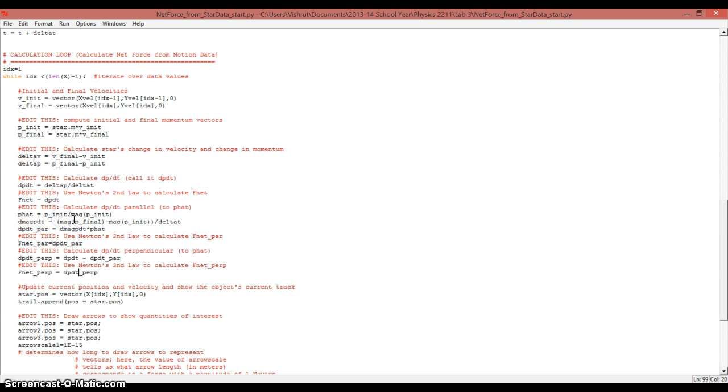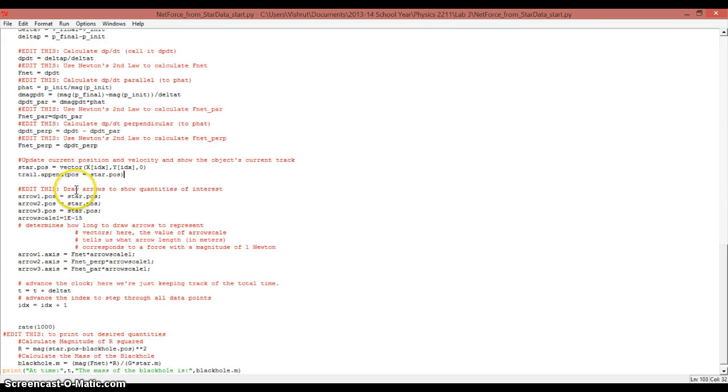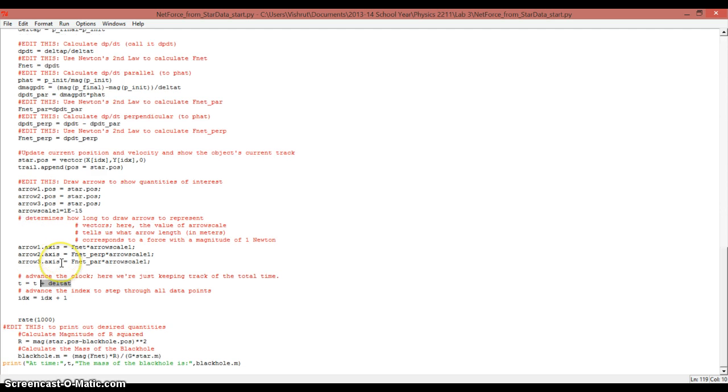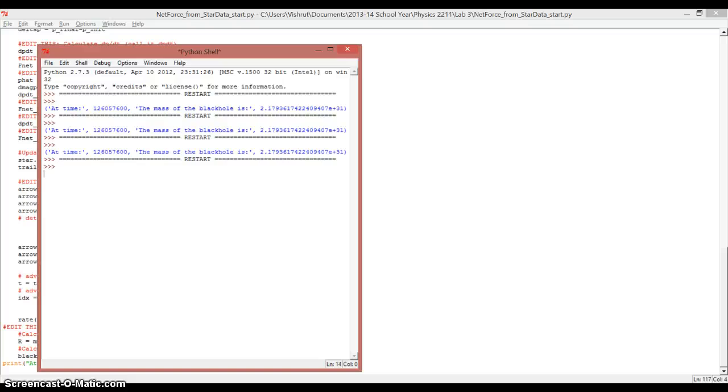Here, once again, we set dp dt perpendicular equal to Fnet perpendicular. This is where we updated the star's position indexed at IDX, which is the current track position, and we appended it into a list. Here we updated the star's position, and here's where we advanced the clock. Lastly, here's where we used our final formula in order to calculate the mass of the black hole. We modified Newton's force of gravity law in order to isolate the black hole's mass and solve for it. Here's our final 3D model.